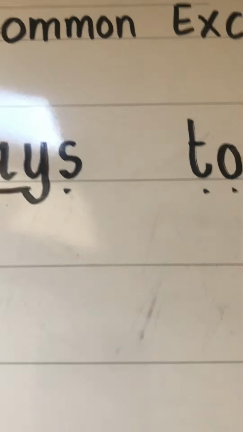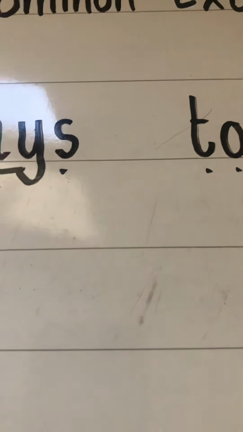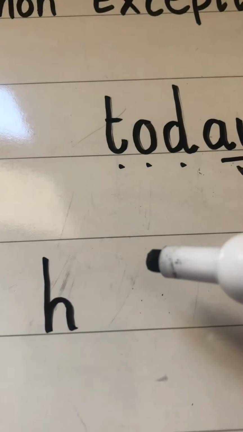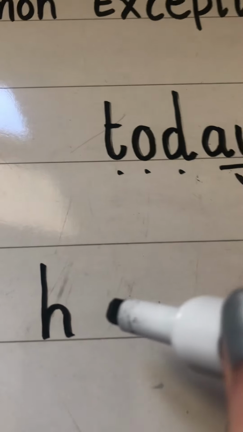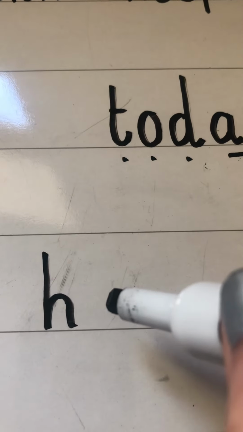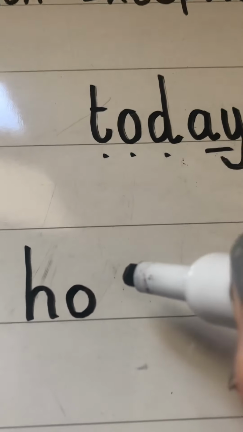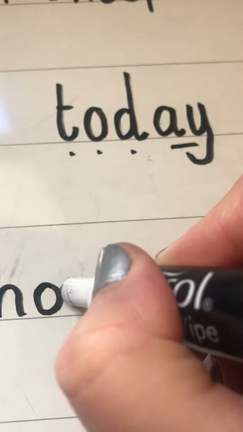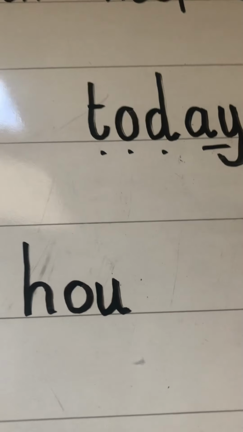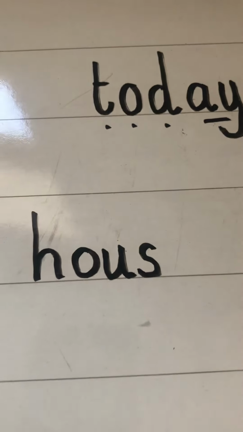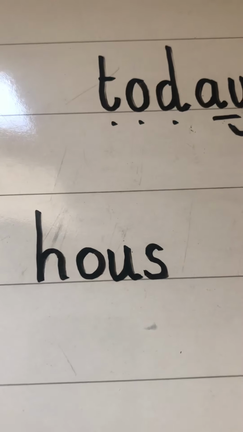And the last word was house. So pause it and see if you can have a go at house. This one's a bit more tricky, isn't it? Ow. Can you remember the digraph that makes the ow sound in house? It's O. Not O-W, but O-U. House. Is that it? There's something not quite right.